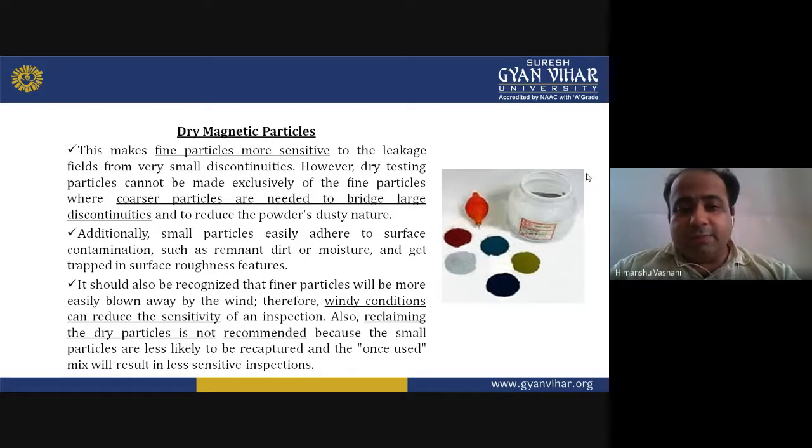Also, reclaiming the dry particles is not recommended because the small particles are less likely to be recaptured, and the once-used mix will result in a less sensitive inspection. So we have to be very careful while using these finer particles.